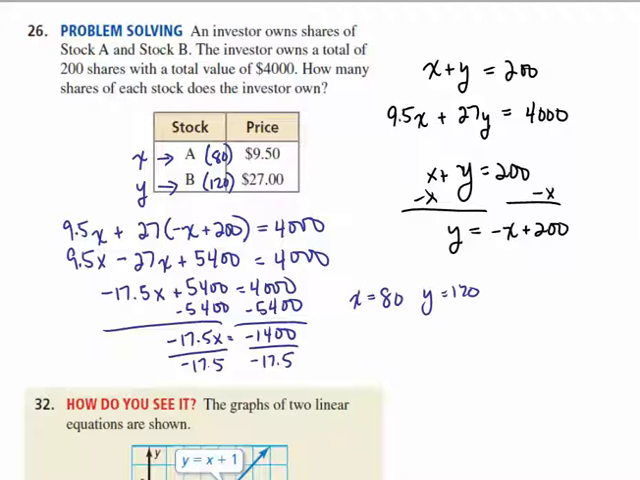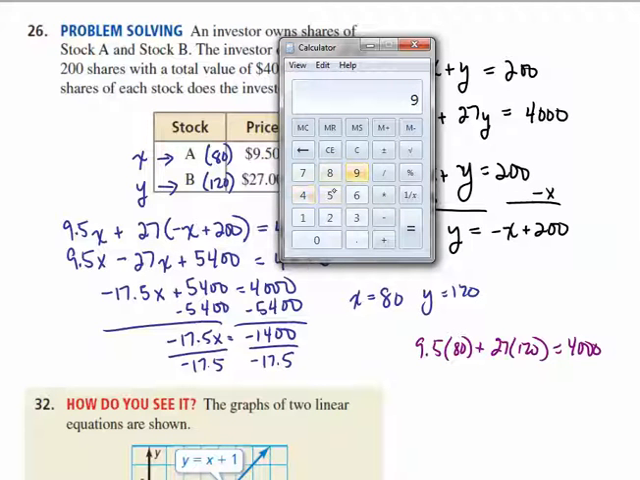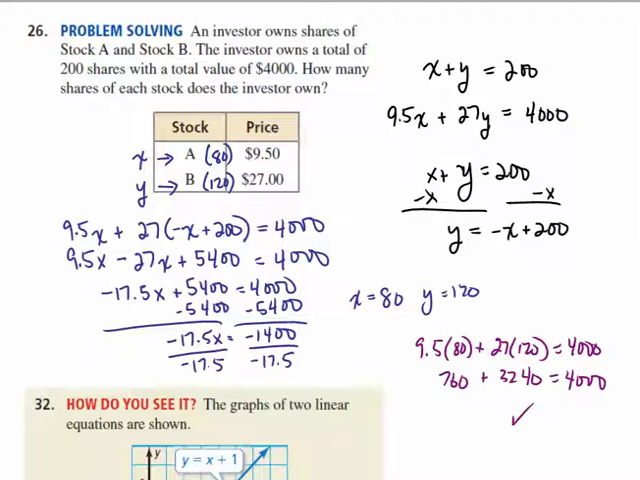And we can check to make sure that we have the right answer by multiplying 9.5 times 80 plus 27 times 120 should equal 4,000. And so we have 9.5 times 80, and that is 760. 27 times 120 is equal to 3,240, and 3,240 plus 760 is equal to 4,000. So it checks out, and we have the answer to both of those questions. All right, we'll stop this video at this point.